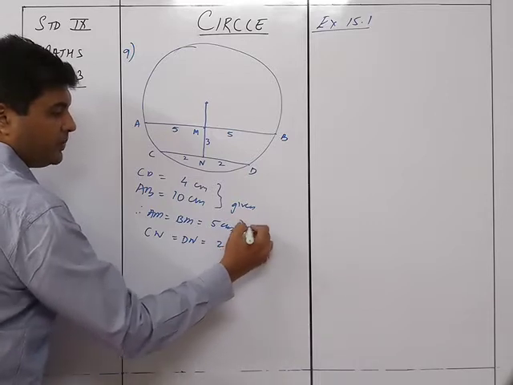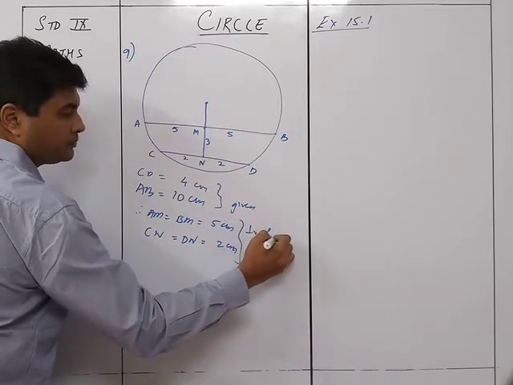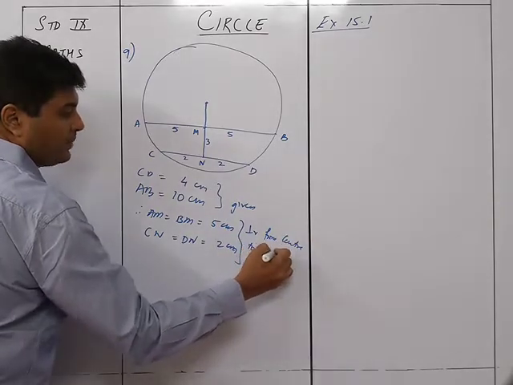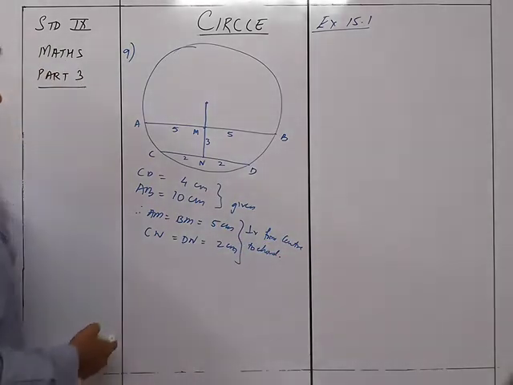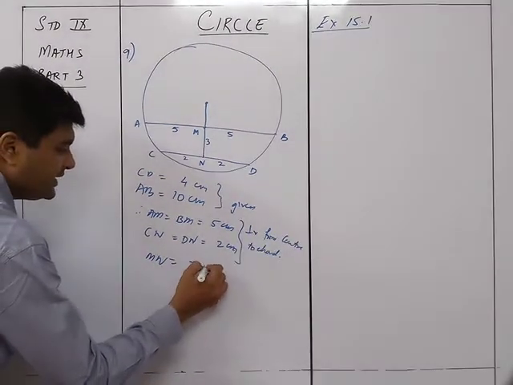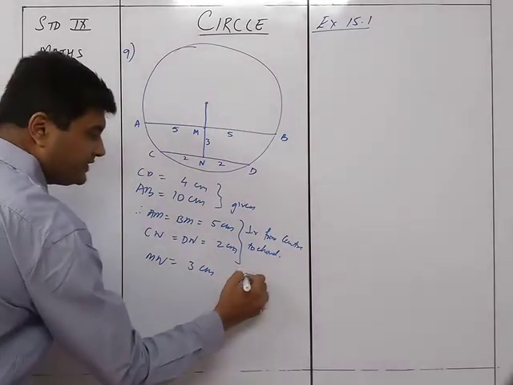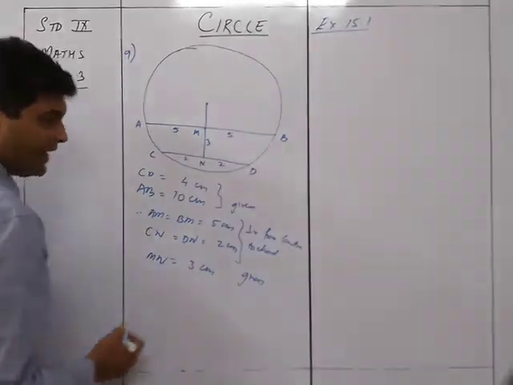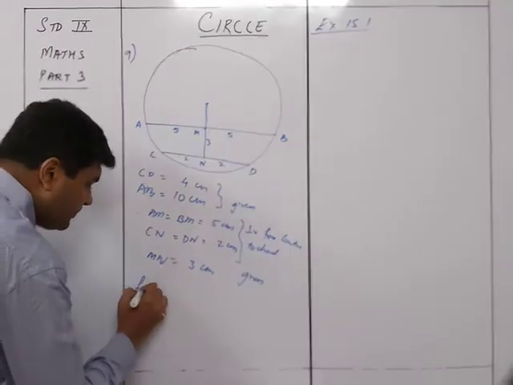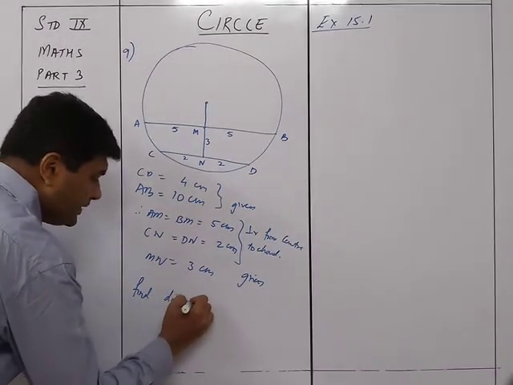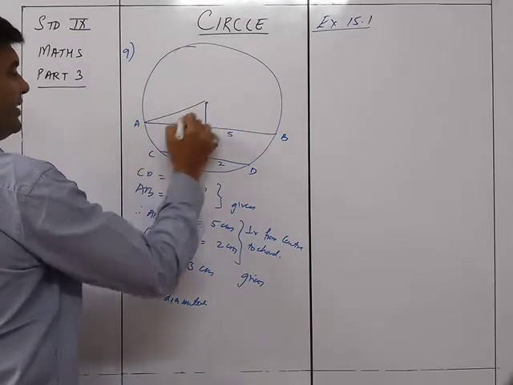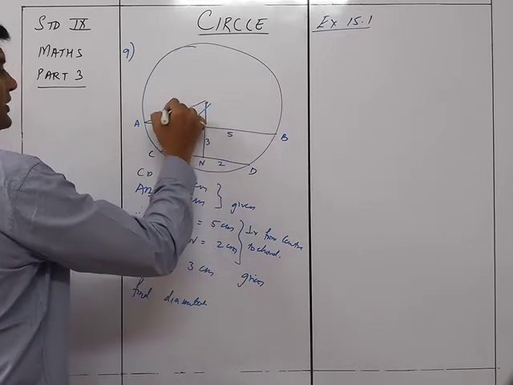Both are perpendiculars from the center to the chord, and a perpendicular from the center to a chord bisects the chord. So that is the two things over here. Now we are given that MN is equal to 3 centimeters. We need to find the radius, so we need to find the diameter. Instead of finding the diameter directly, we find the radius first and then the diameter. So this is R.